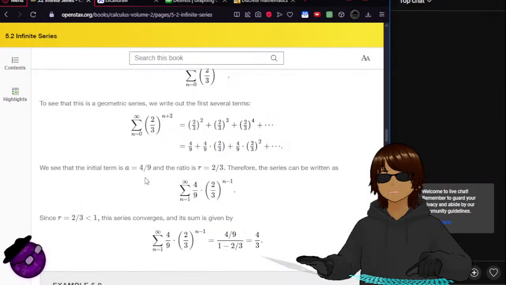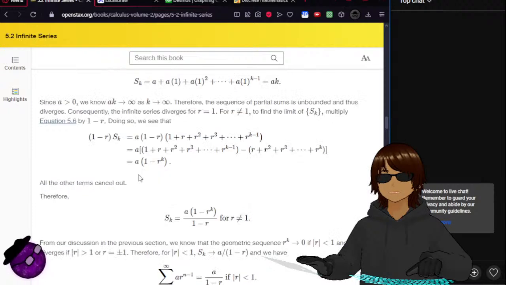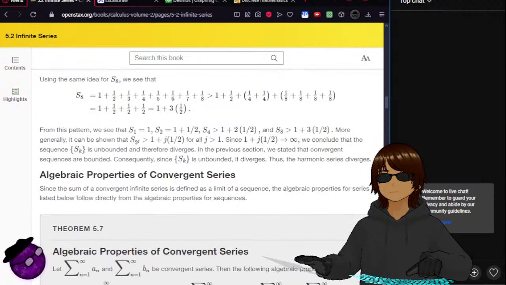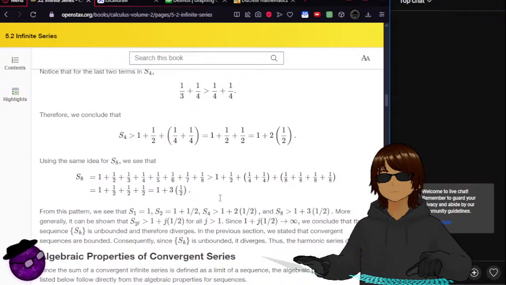We're going back to the harmonic series. I want to check something. Oh, they used a different proof. So 1 over 4 plus 1 over 8 plus 1 over 8 plus 1 over 8 plus 1 over 8. Then you get left with 1 plus half plus half plus half.